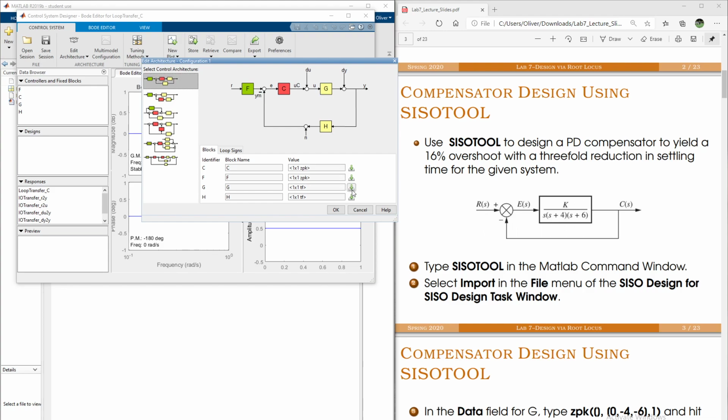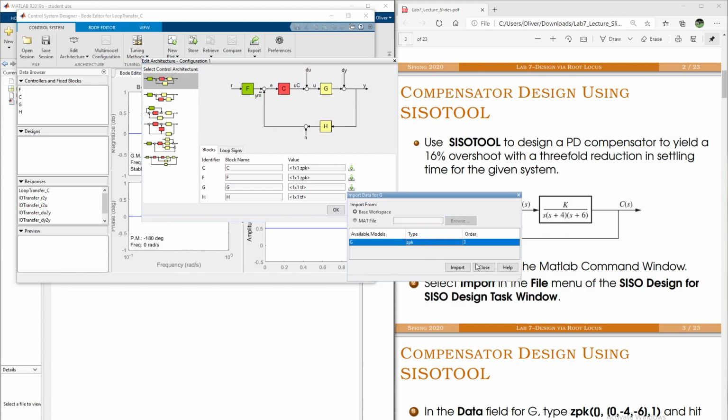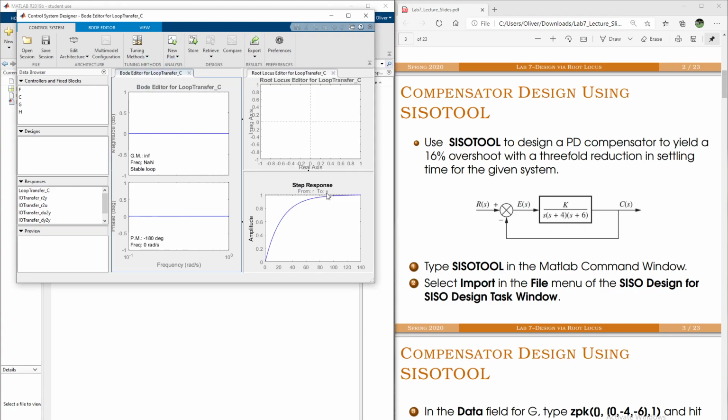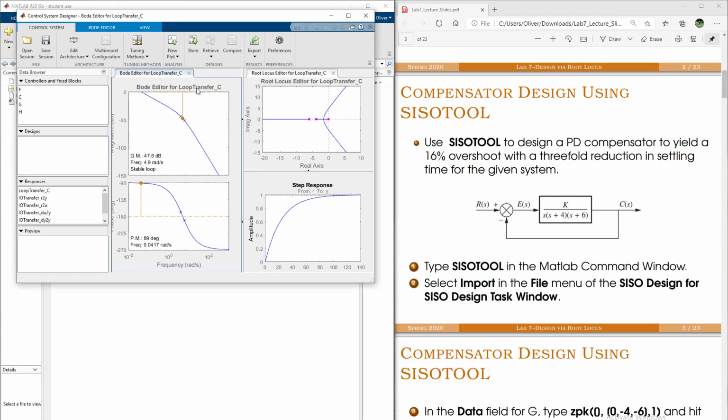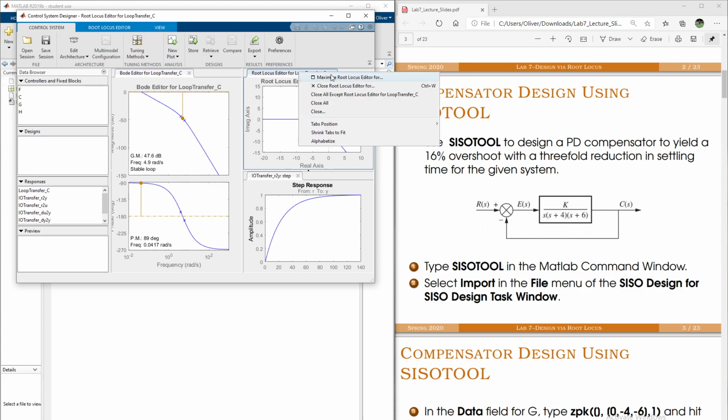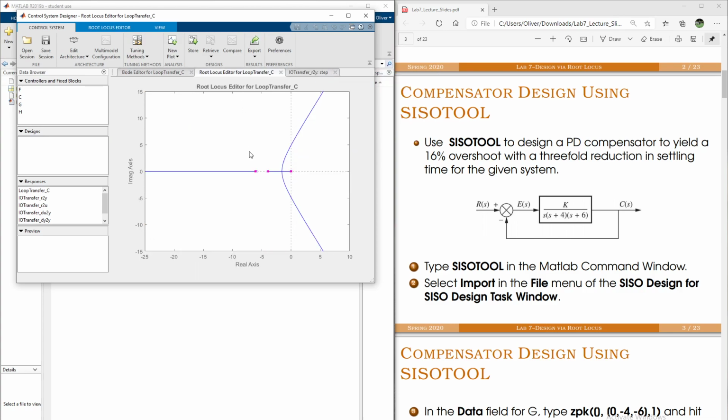So I already did G. I'm going to take it from the workspace, okay? And there's kind of two ways to design compensators and controllers. This is the Bode plot way. This is the root locus way. We're going to do the root locus way. So I'm going to maximize that.